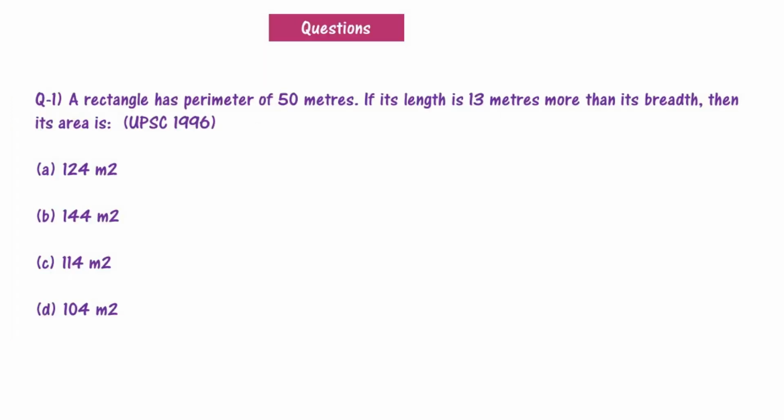Now let us solve some questions. Question number 1, a UPSC 1996 question, which says a rectangle has a perimeter of 50 meters. If its length is 13 meters more than its breadth, then its area is, options are 124 meters square, 144 meters square, 114 meters square, 104 meters square. Please solve this question.